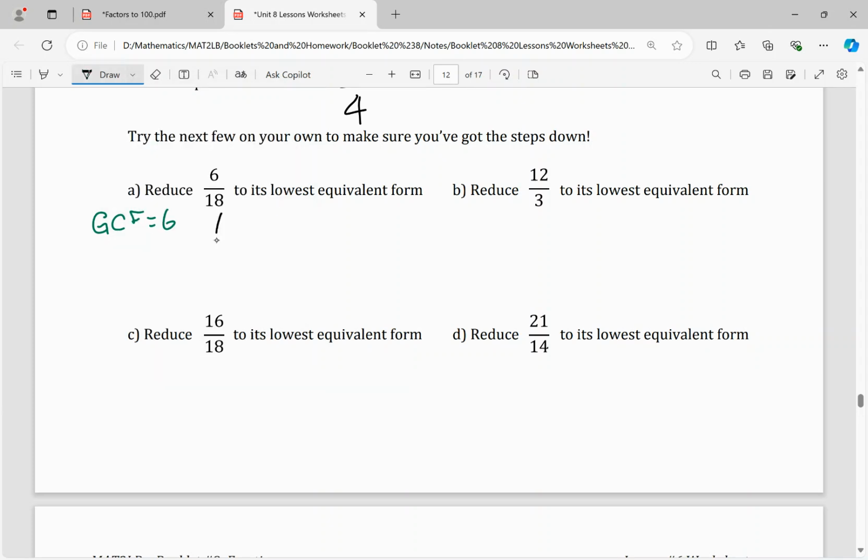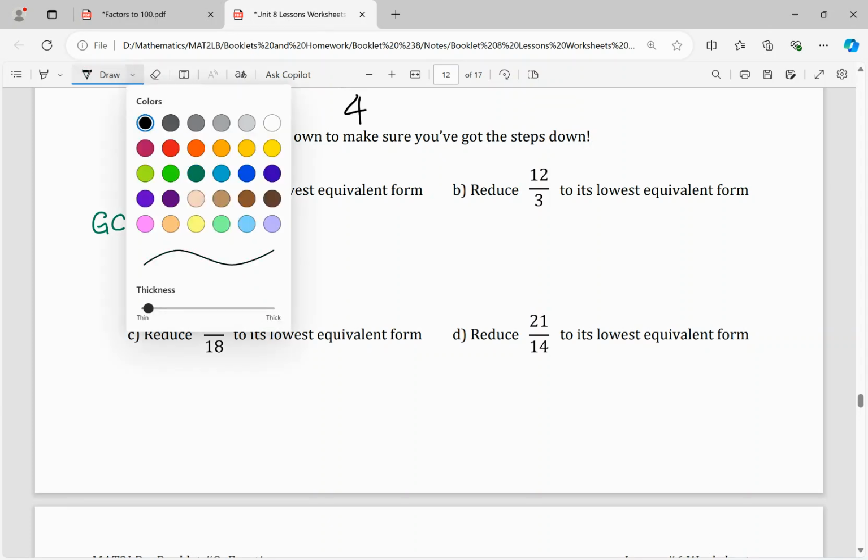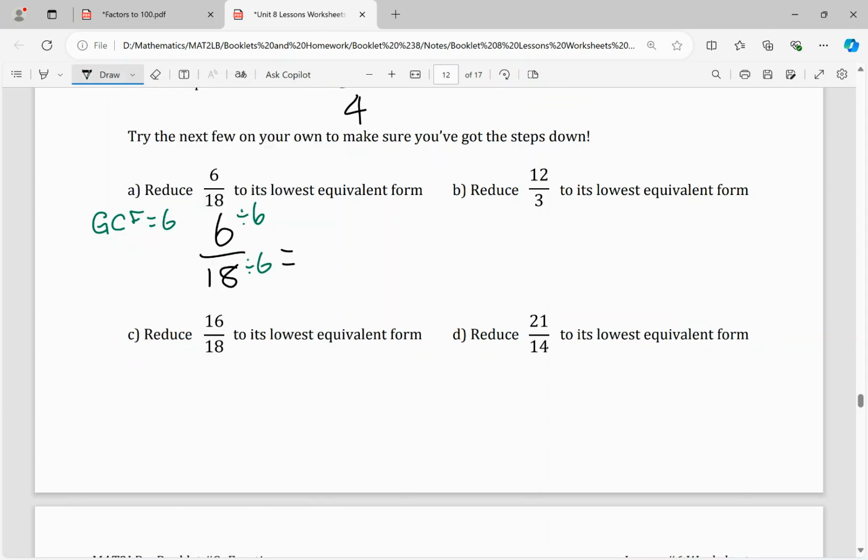So we're going to take 6 over 18. We're going to divide both the numerator and the denominator by 6. And here's a trick. If you don't want to use your calculator, you can actually use your factor chart to help you with this division.